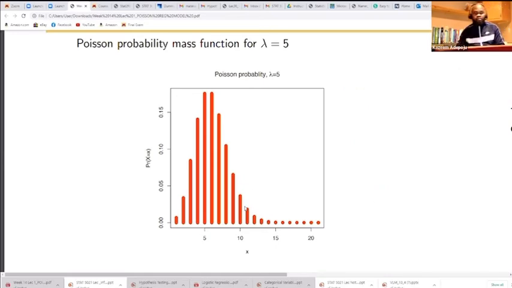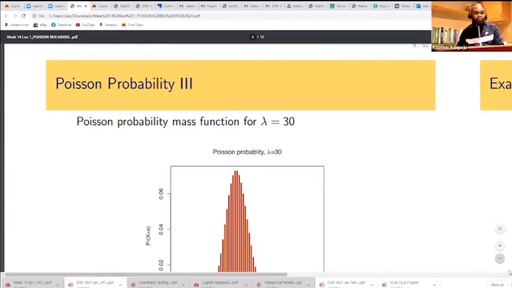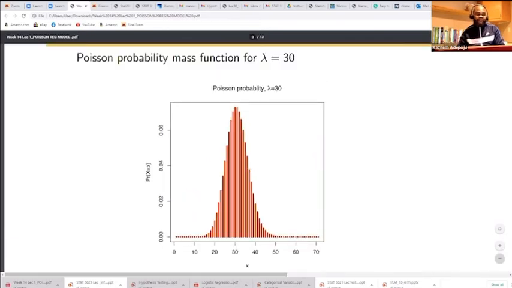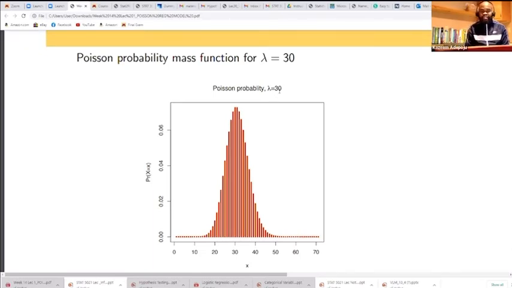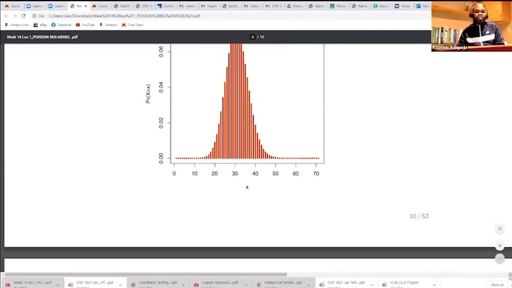Okay, now this is page 9. I'm actually going to go to page 10 right now. On page 10, if you take a look at the shape that I have right now, it's looking like a normal shape because my lambda now equals 30. The take home here is that the shape of the Poisson distribution actually depends on the lambda. When lambda equals 5, you saw what we got the other time. And now when lambda equals 30, take a look at the shape we're having now. The shape is looking like a normal distribution. Okay, so that is page 10.